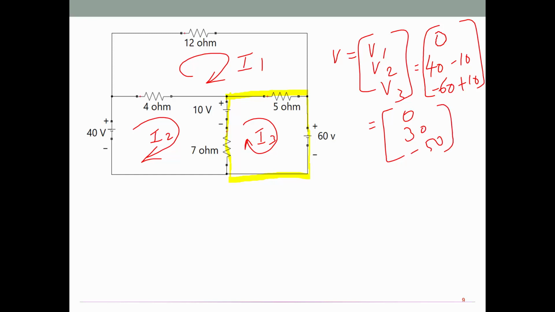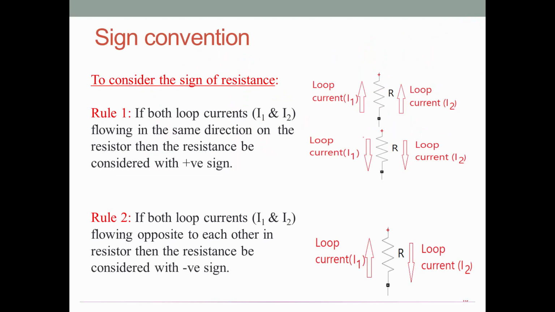Coming to resistance matrix, we have to stick to the rule once again for resistance matrix. This is sign convention for resistance. If both loop currents are acting in the same direction, either upward or downward, you have to consider positive sign for the resistance. If one is acting downward, another one is acting upward, that means opposite each other, you have to consider negative sign. This rule is to be followed while selecting sign of the resistance.